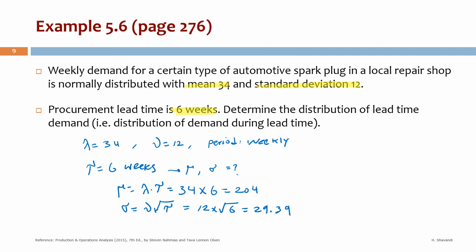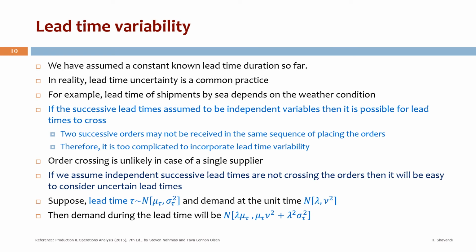For scaling demand for the lead time period, we assume that the lead time period is constant, and the only random variable here is the demand. But what if the lead time period is a random variable as well? Here we have two random variables. Demand is a random variable based on the base period, and the lead time length is also a random variable. This is what I mean.